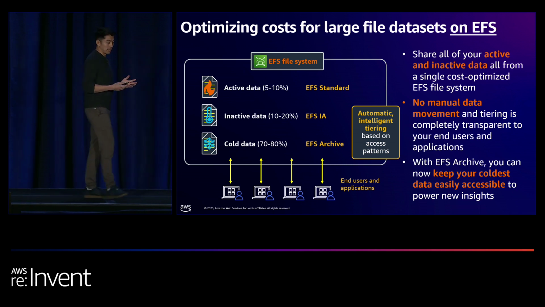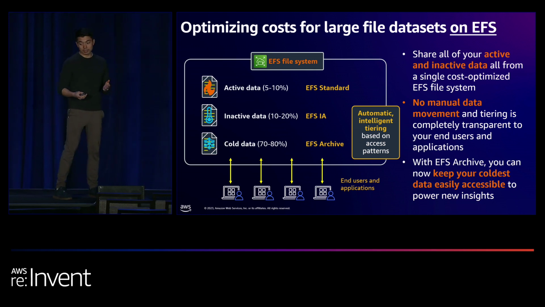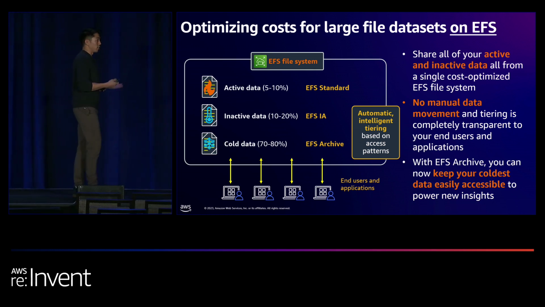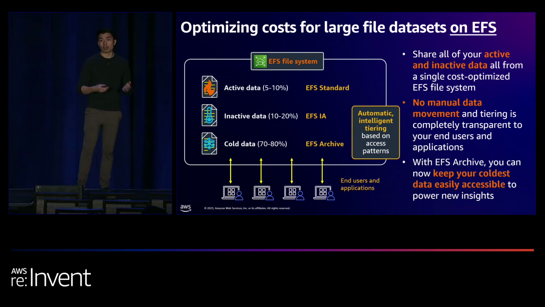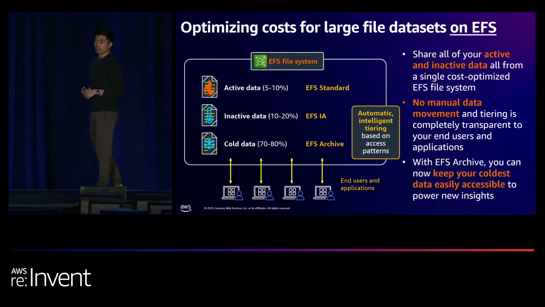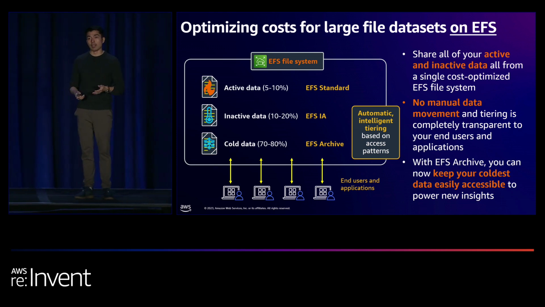And all of this data is instantly available to all of your end users and applications from a single namespace, which means they can easily collaborate on this data, whether it's in the archive storage class, the IA storage class, or the standard storage class. And with EFS Archive, you now have a storage solution that enables you to keep even your coldest data instantly accessible should you need it again.